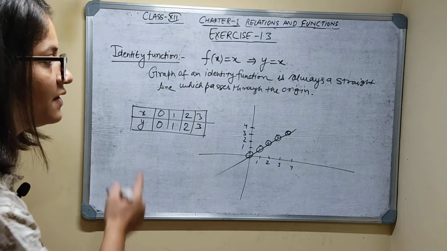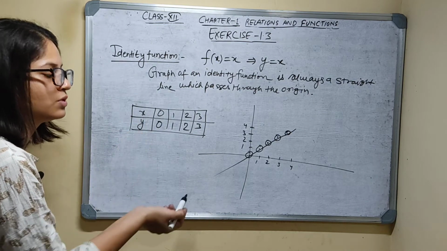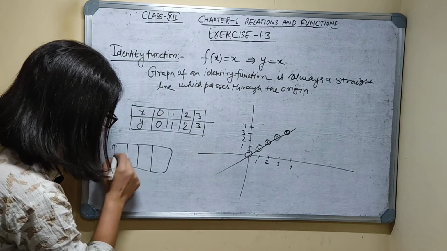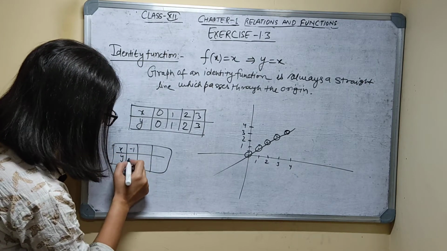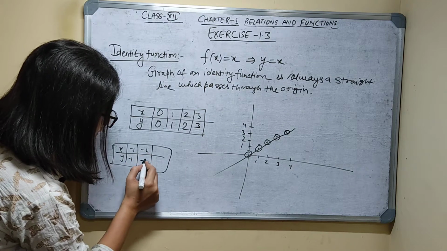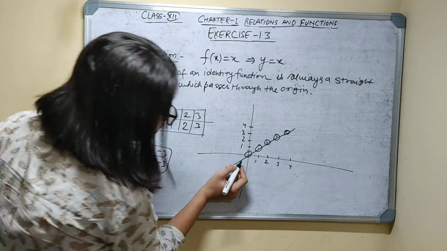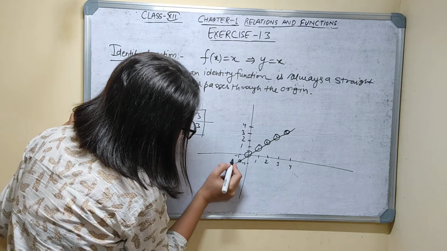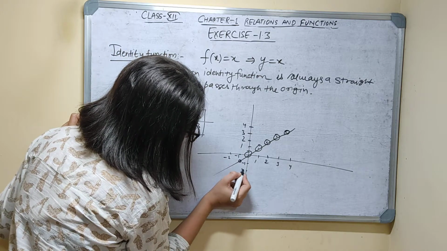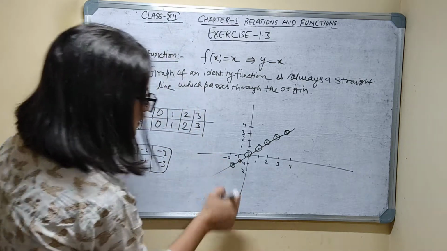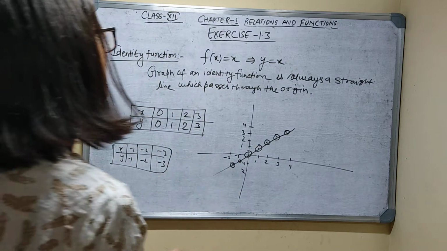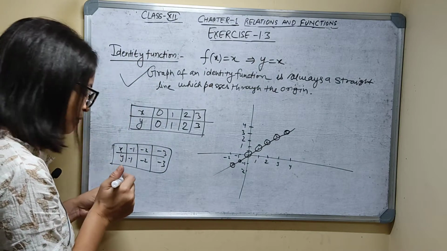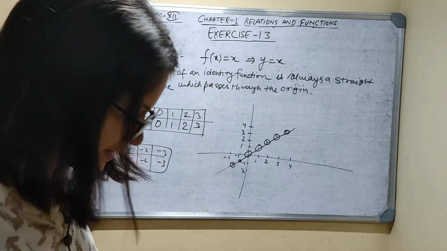And you know it is defined for real numbers to real numbers, so it can be negative also. If x is minus 1, y is also minus 1. It is minus 2, minus 2, it is minus 3, minus 3. So here it is minus 1, here it is minus 1, so this point. Minus 2, minus 2, so this point. Like this you have to consider. So the graph of an identity function is always a straight line which passes through the origin. Is it clear?